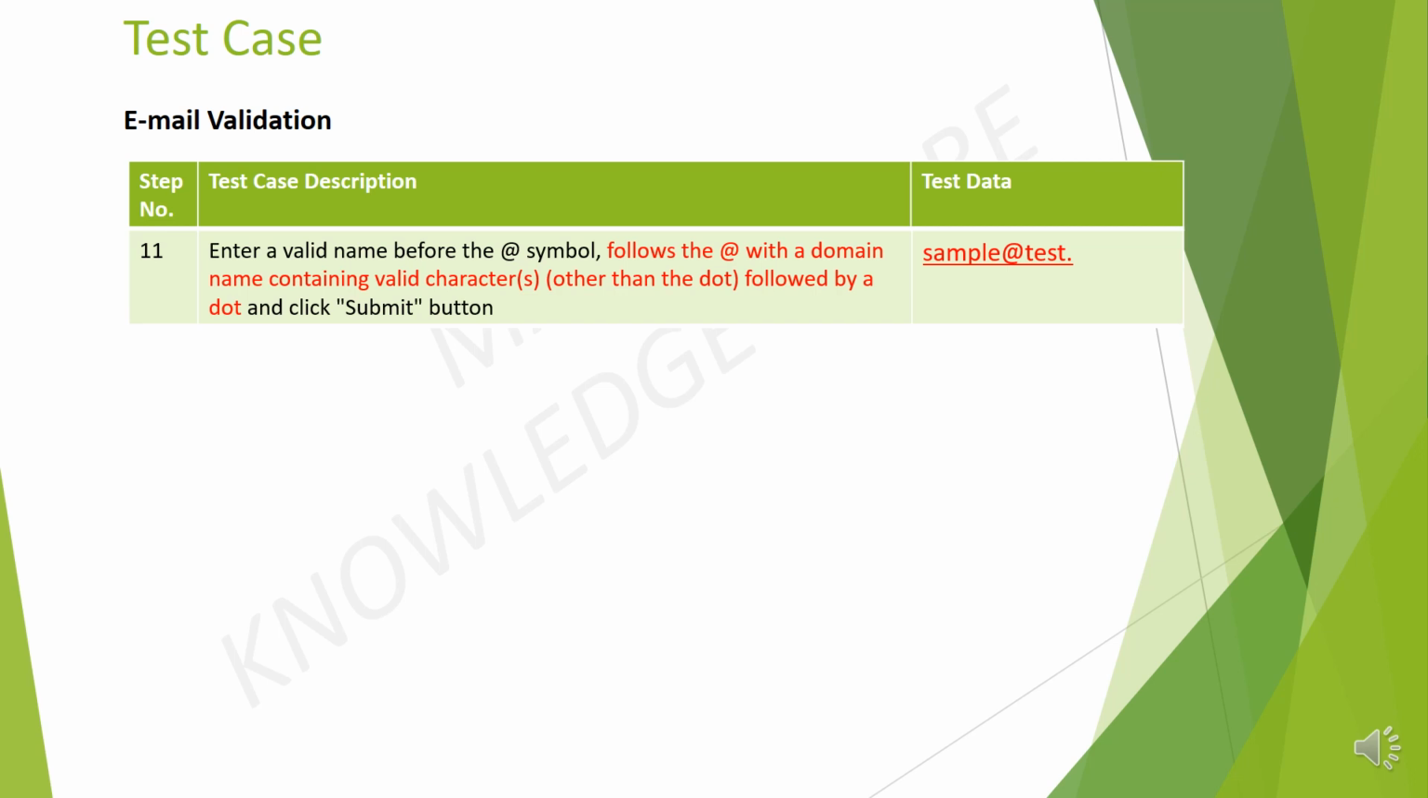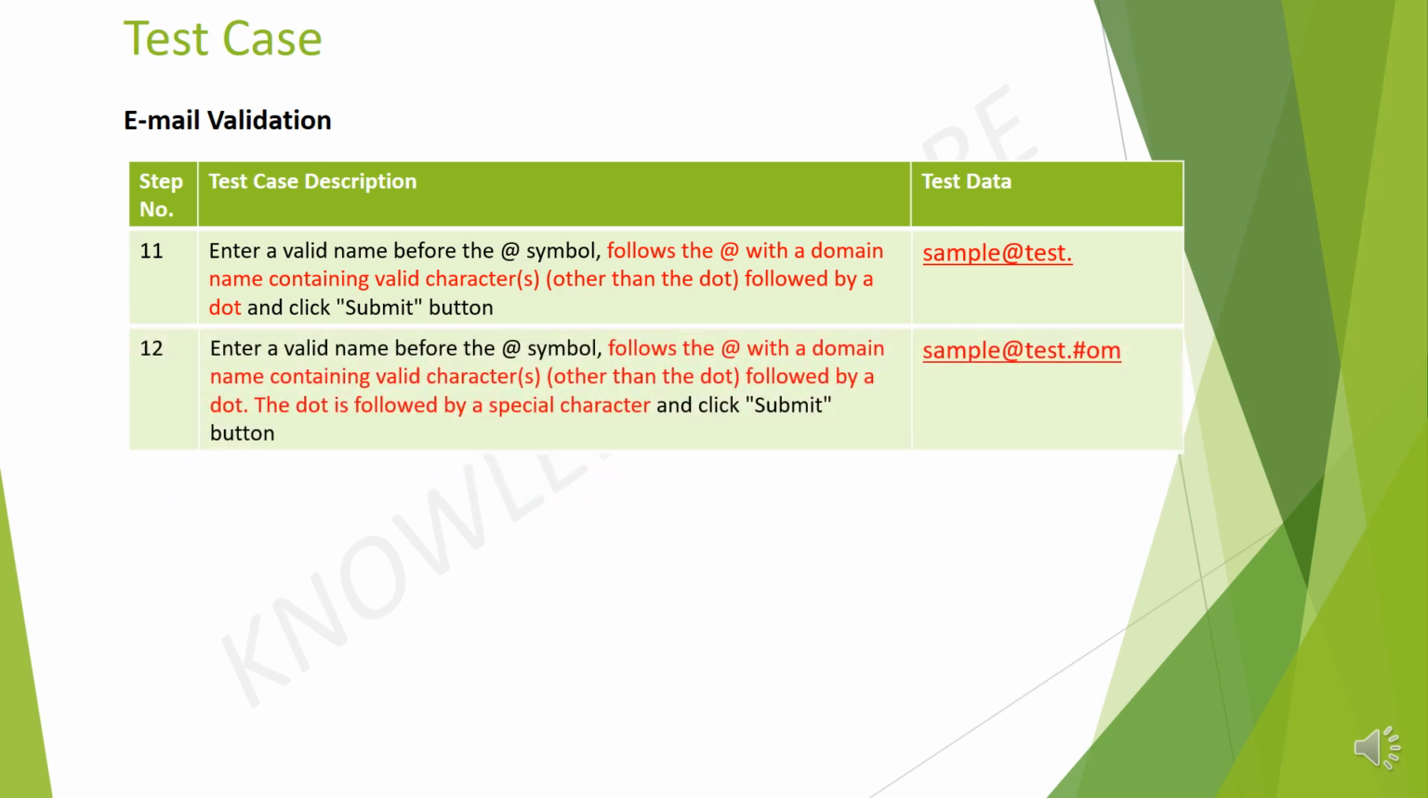Test case number 12. Enter a valid name before the @ symbol, follow the @ symbol with a domain name containing valid characters other than the dot, followed by a dot. The dot is followed by a special character and click the submit button.